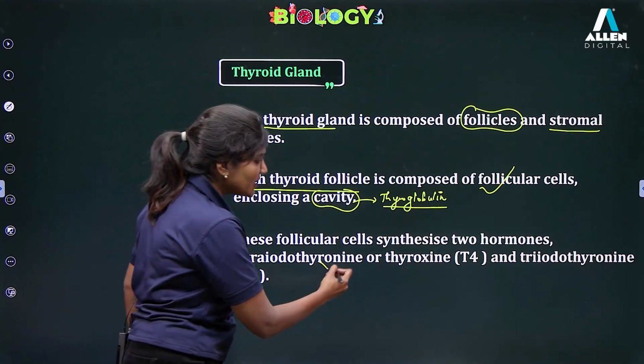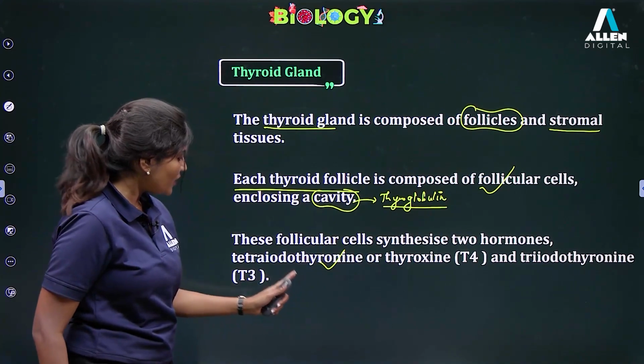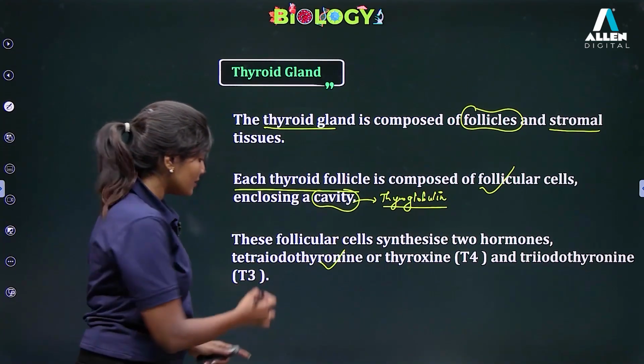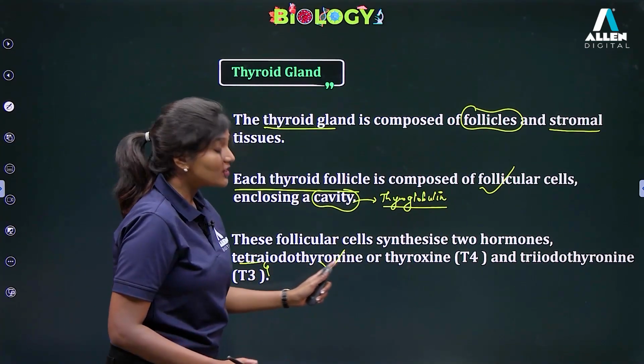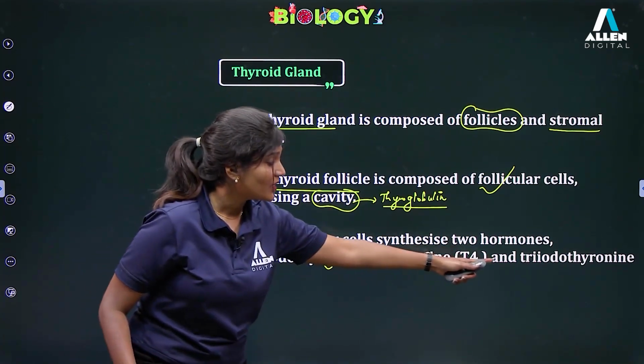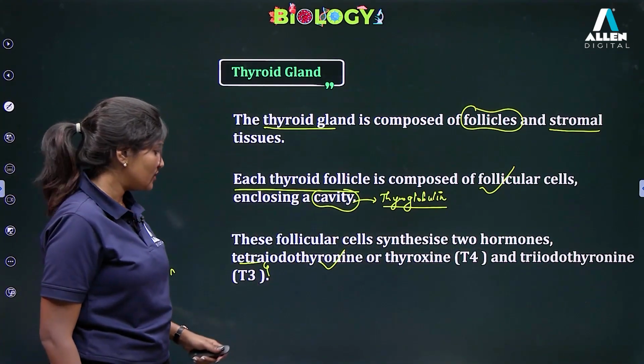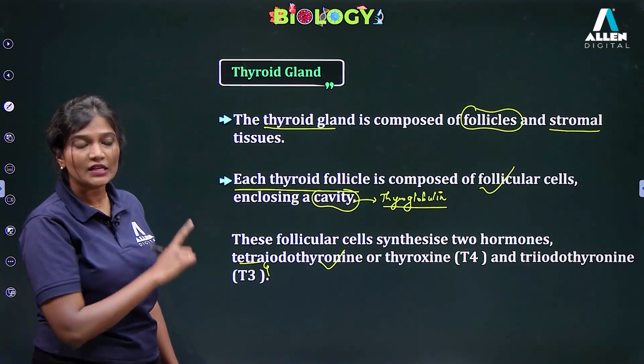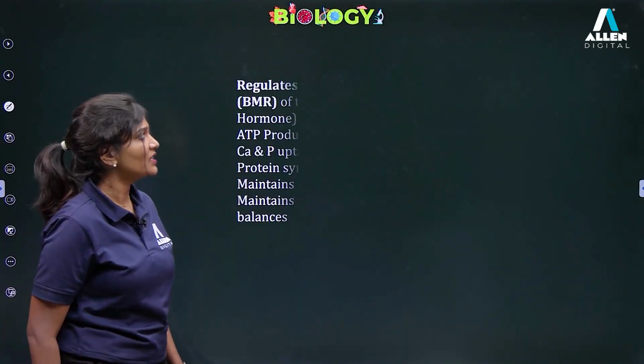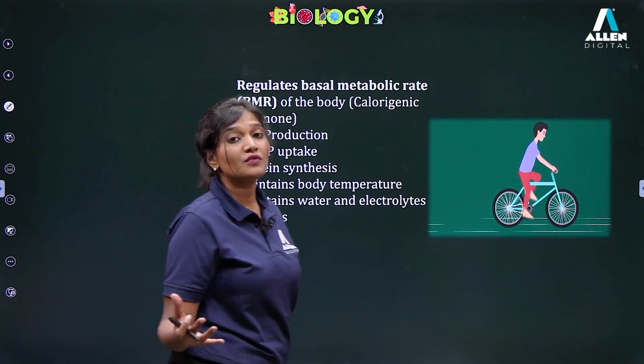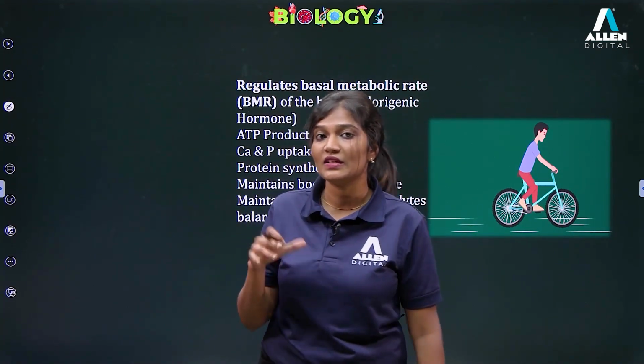So they are going to synthesize T4, which is otherwise called tetra. Tetra is nothing but tetraiodothyronine, not tyrosine. And the next one is triiodothyronine. So we have understood the complete thyroid gland. Now we have to understand what is the function of this entire hormone which is present in the thyroid gland.